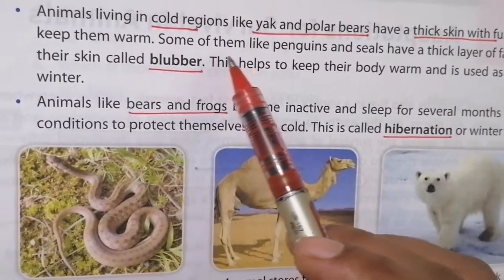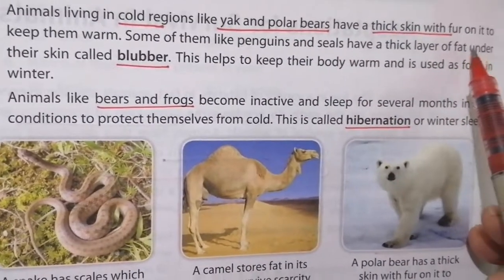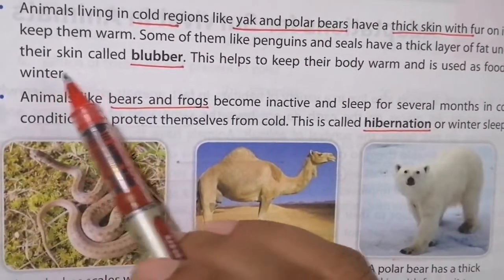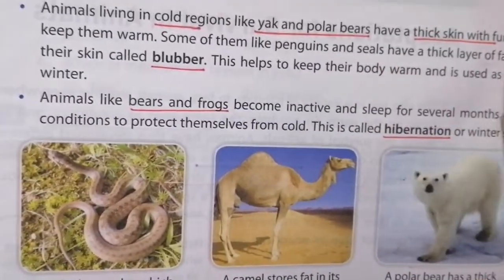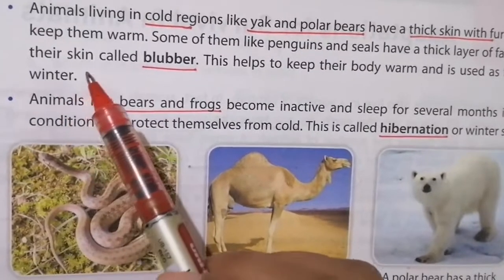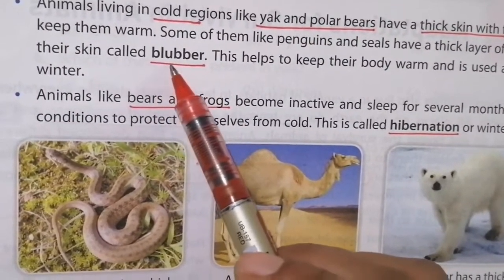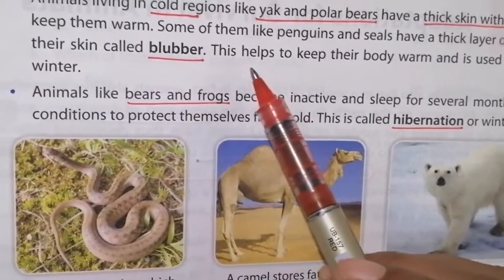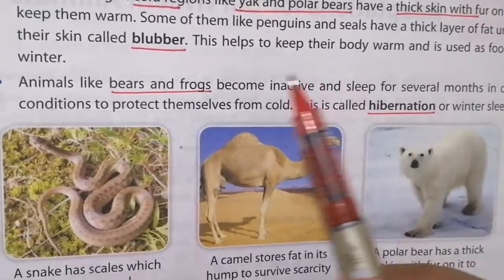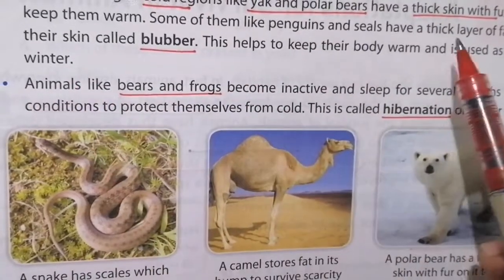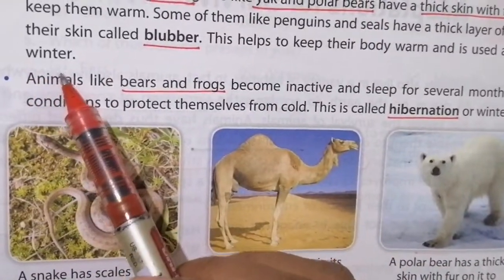Some of them, like penguins and seals, have a thick layer of fat under their skin. They are called blubber. What are they called? Blubber. B-L-U-B-B-E-R. This helps to keep their body warm and is used as food in winter. So it keeps their body warm and it is used as food in winter.